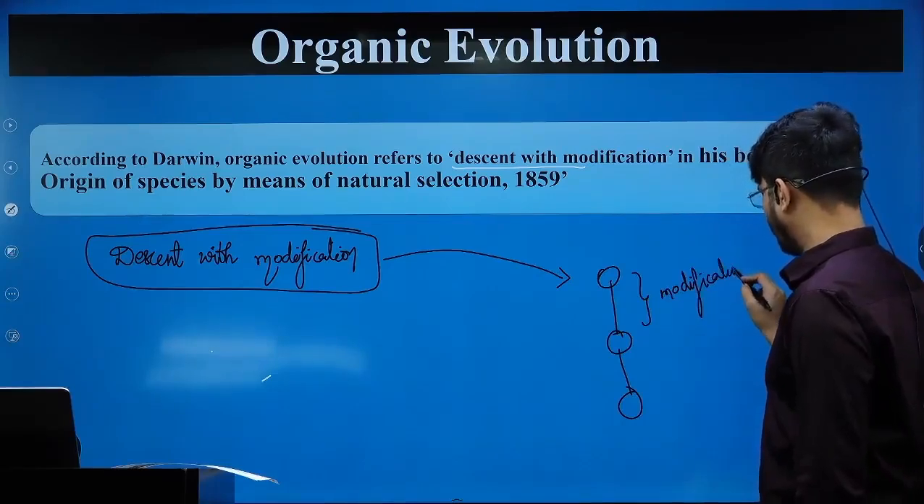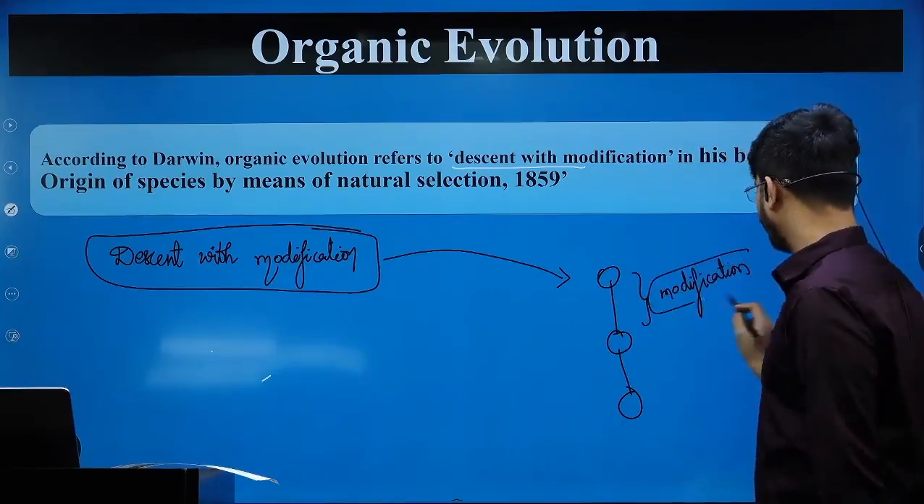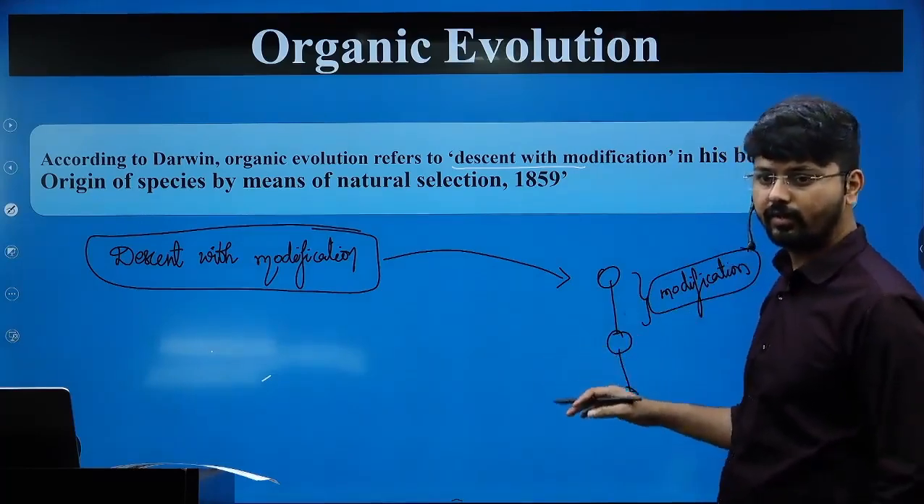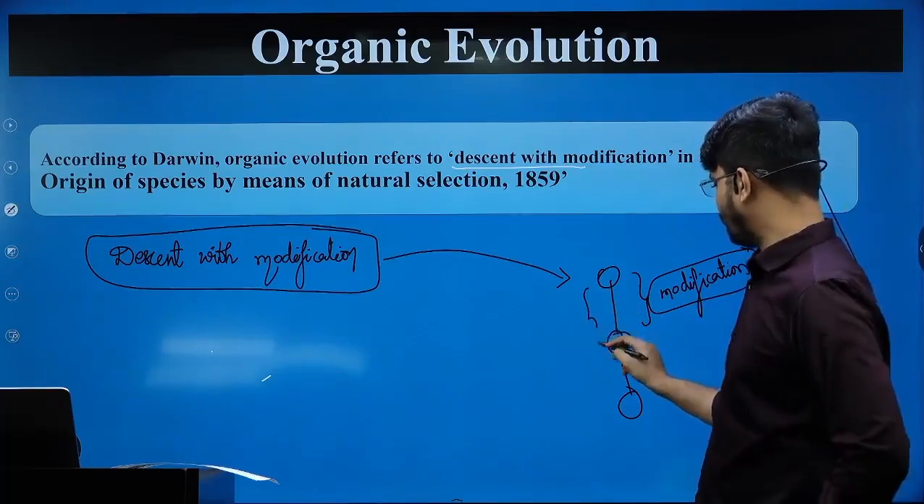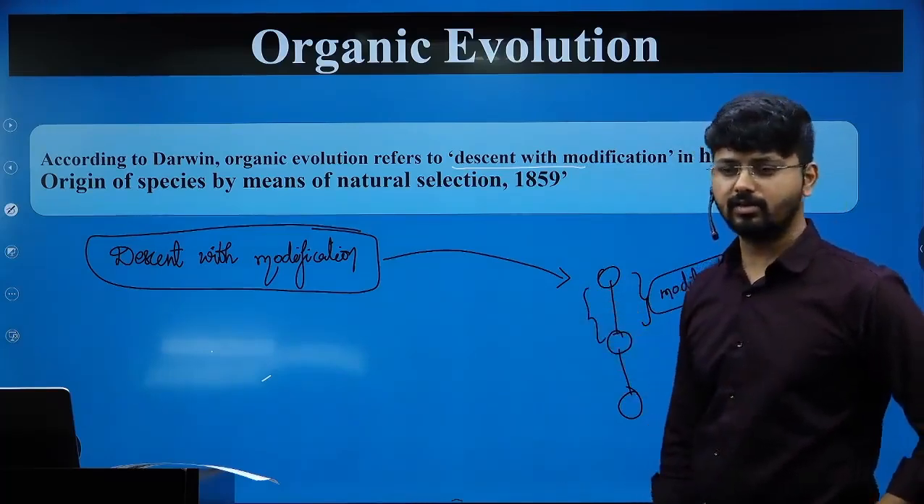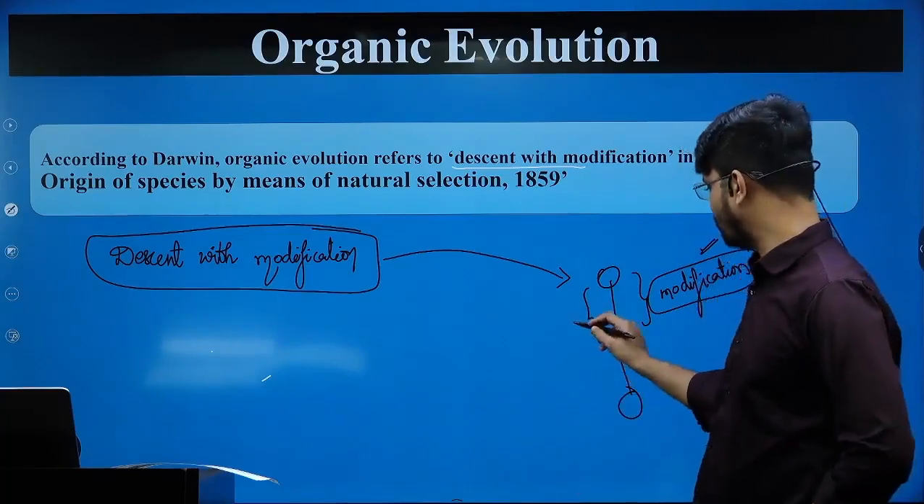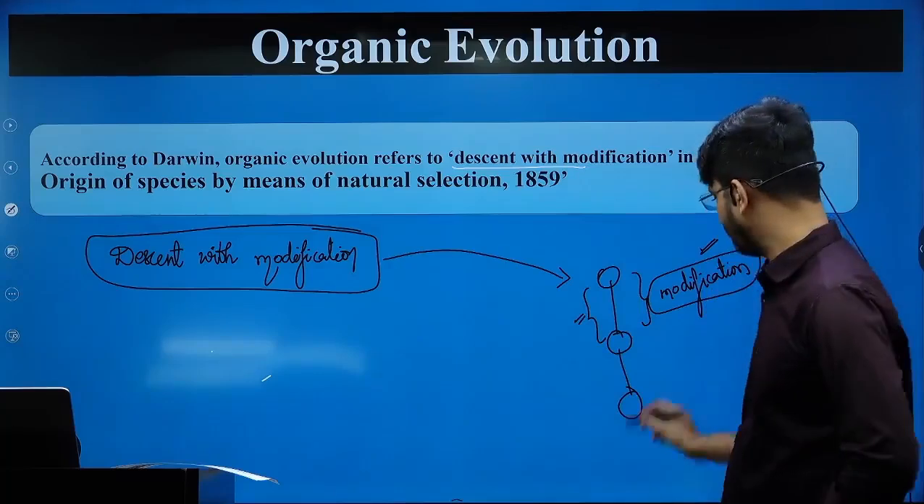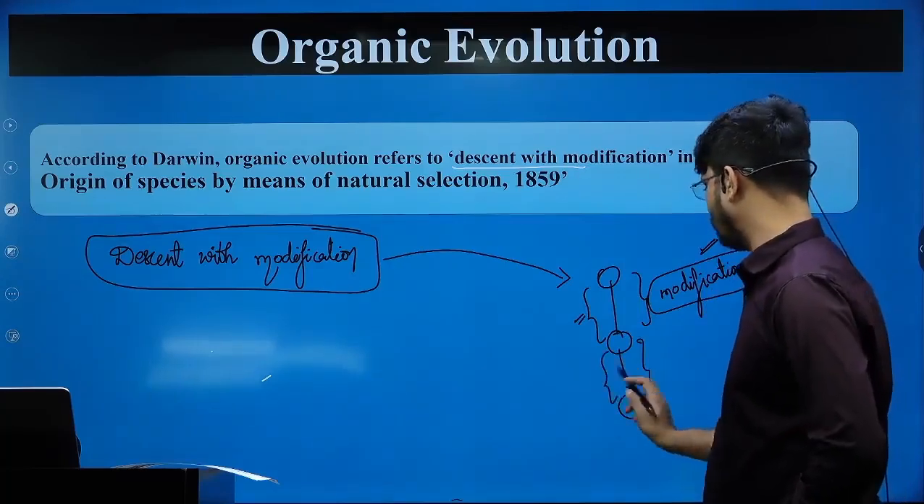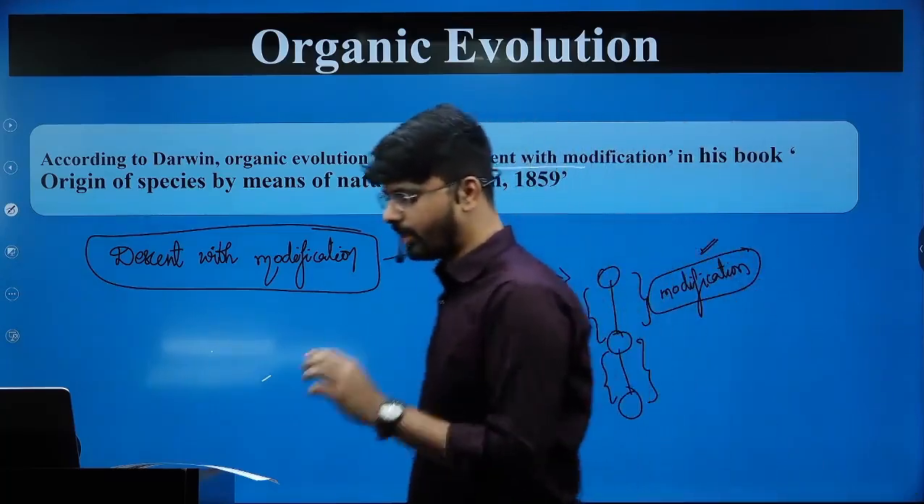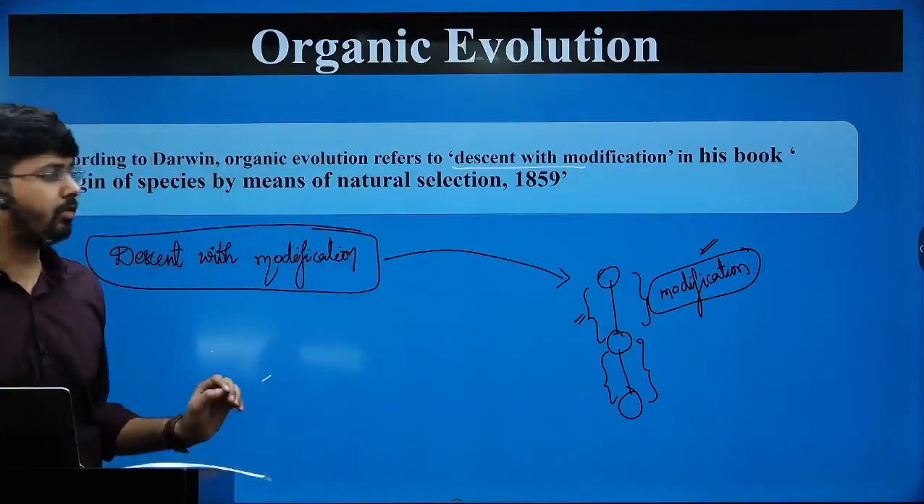While transferring the genetic information from one generation to another generation, there is a change that is happening. So that is modification. Descent with modification is known as organic evolution according to Darwin.